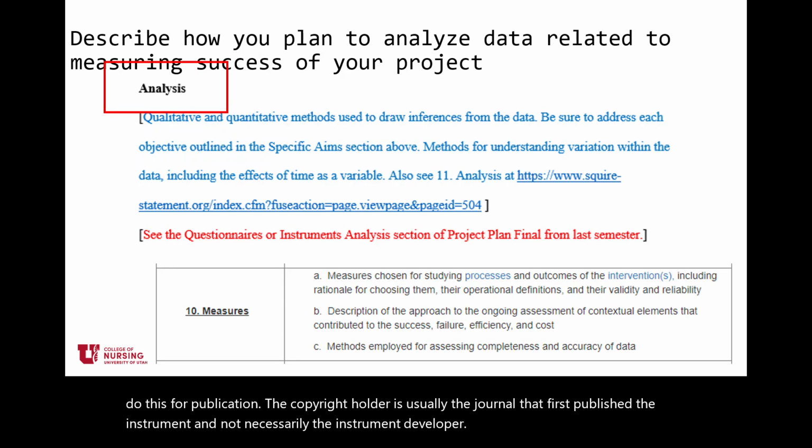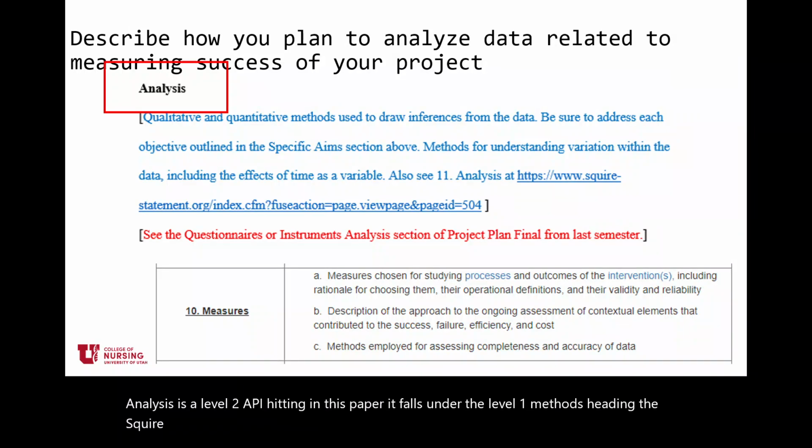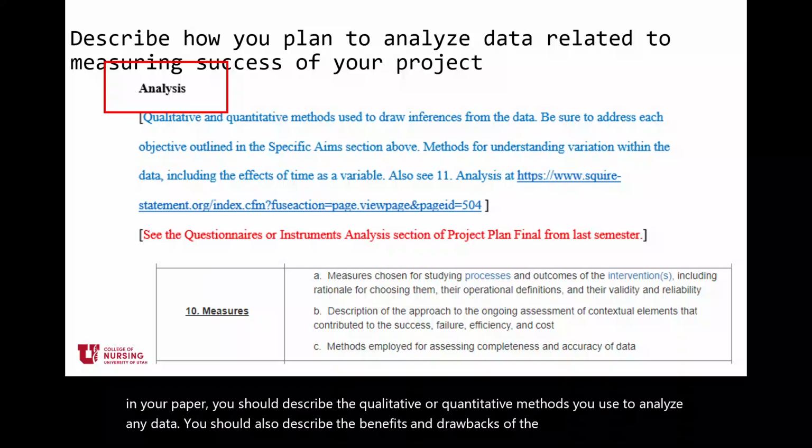Analysis is a Level 2 APA heading in this paper. It falls under the Level 1 Methods heading. The Squire explanation document mentions several relevant aspects of analysis you could discuss in your paper. You should describe the qualitative or quantitative methods you use to analyze any data. You should also describe the benefits and drawbacks of the analysis method you used.